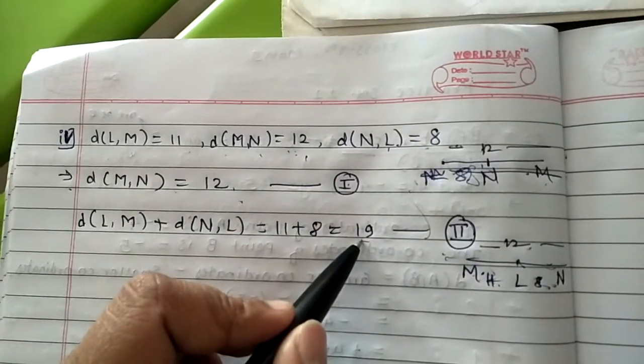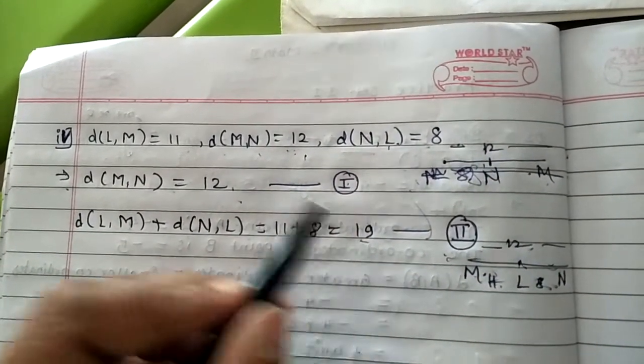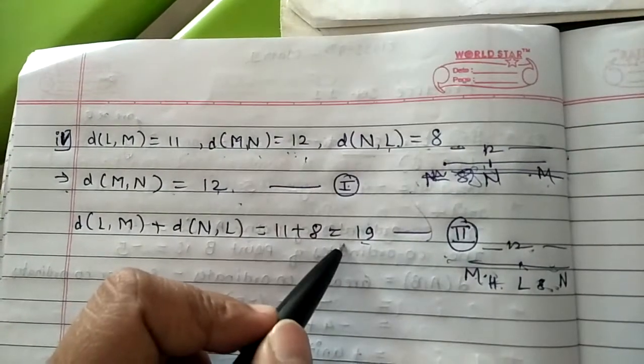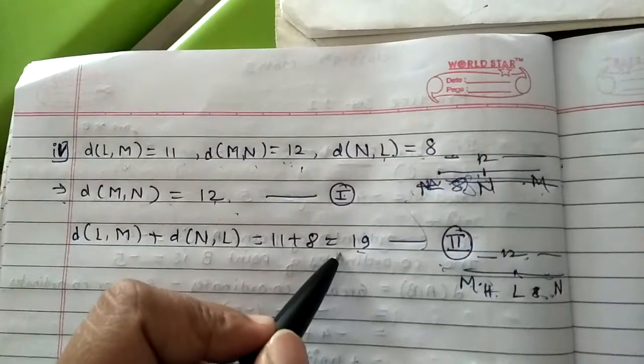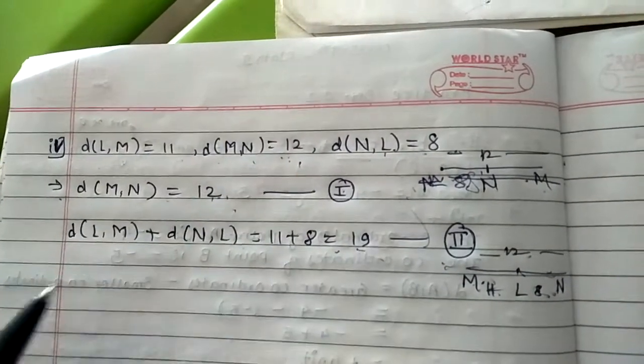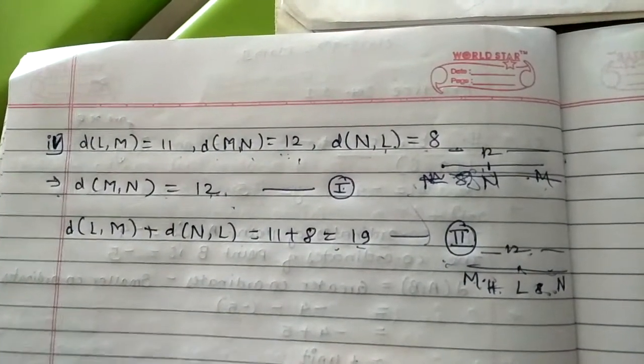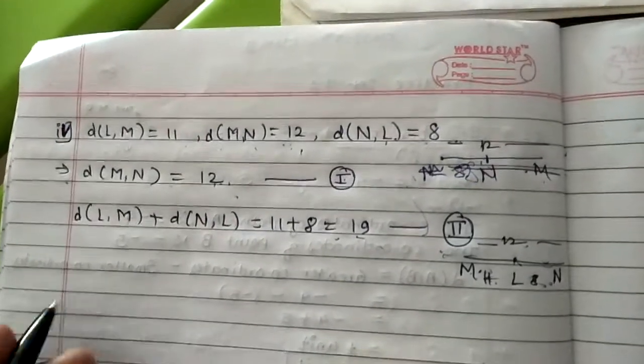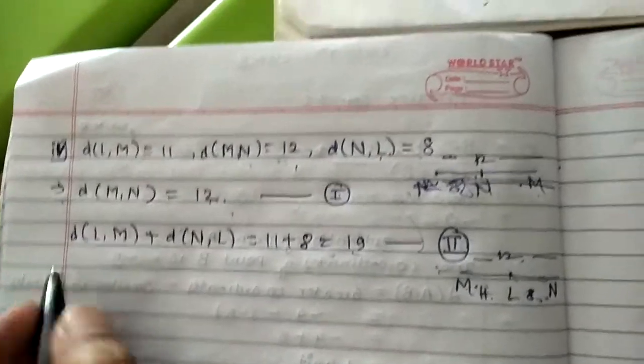So their addition is what we are getting? We are getting 19. So in equation 1 and equation 2, are we getting an equal sum? No, here we are getting 12 and here we are getting 19. So it means they are not equal. It means they are non-collinear. So that we have to mention.